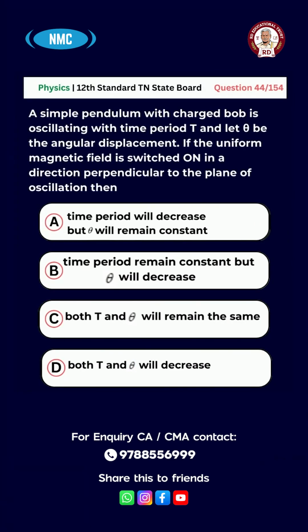Question number 44. A simple pendulum with a charged bob is oscillating with time period T and let theta be the angular displacement.